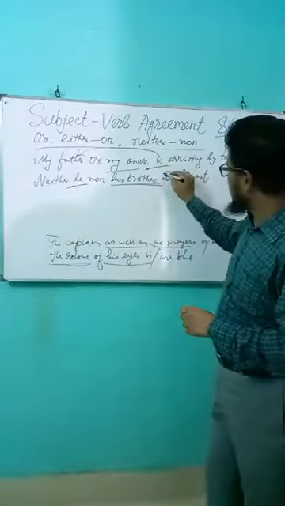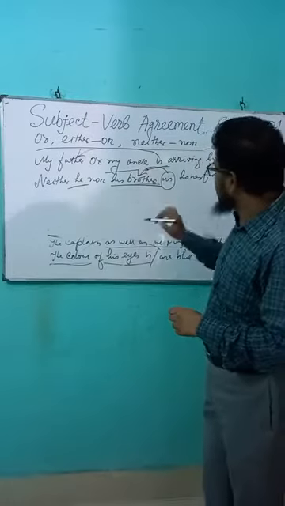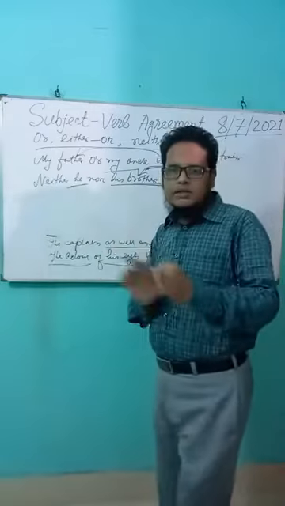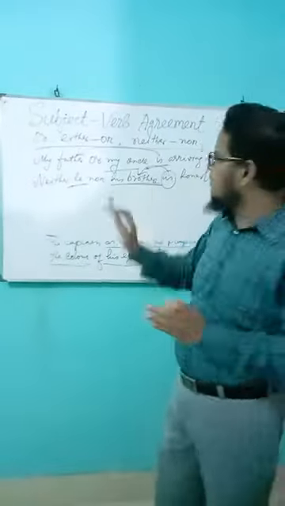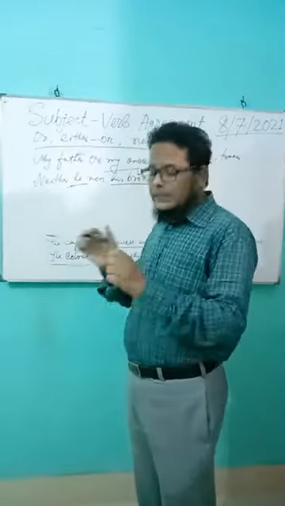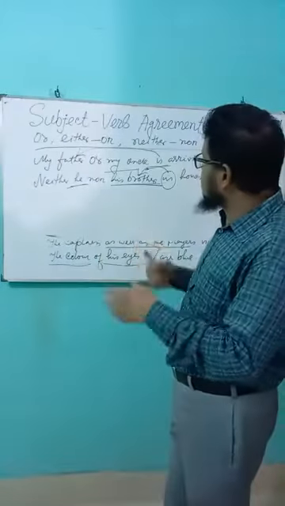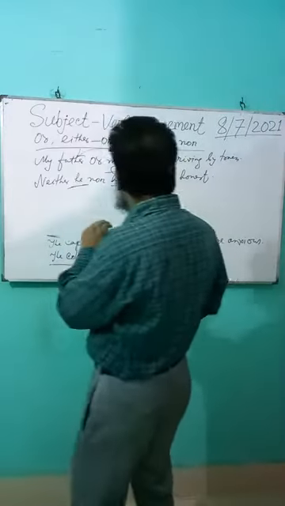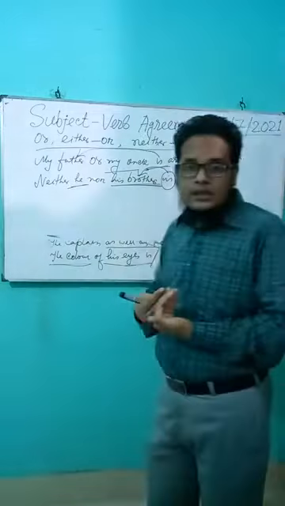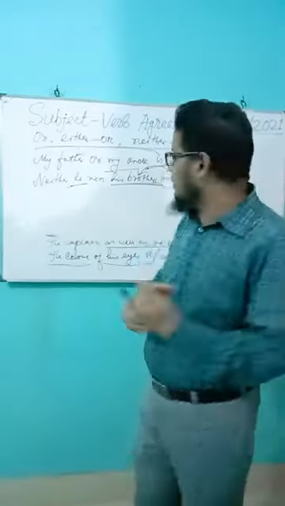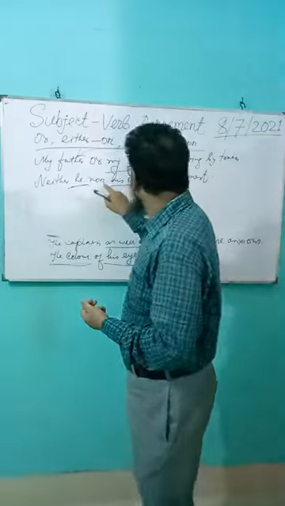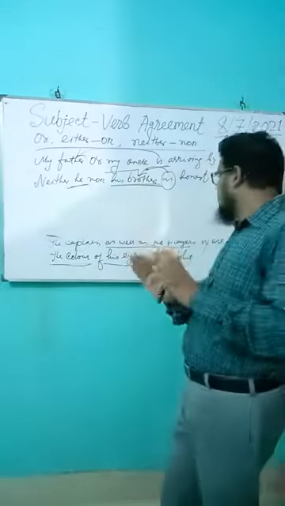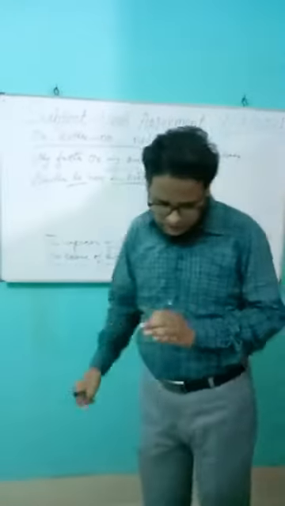So the verb is "is" because both subjects are connected with nor, and both are singular. If two subjects are joined by neither nor or either or, then the verb must be singular. Neither he nor his brother, have a look, both he and his brother are singular, and that's why the verb must be singular.